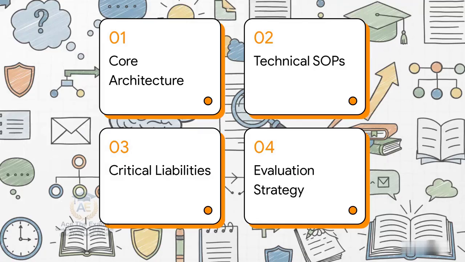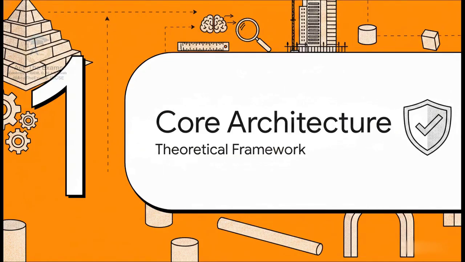To secure that valuation, our executive briefing agenda today is going to follow 4 completely non-negotiable phases. First, core assessment architecture. Second, technical standard operating procedures. Third, spotting critical liabilities. And finally, the executive evaluation strategy. Let's move right into phase 1, the core assessment architecture.